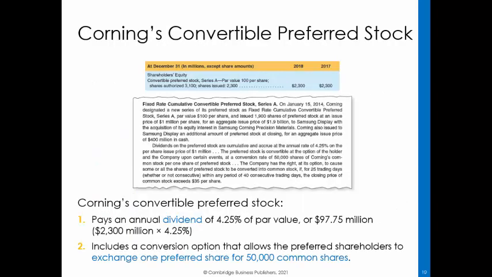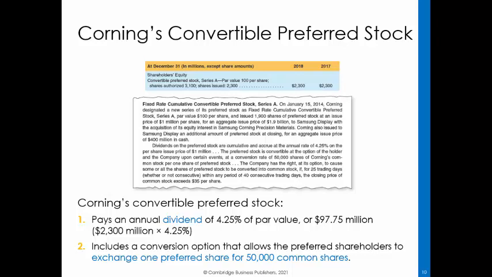Both features of preferred stock are illustrated on the slide for Corning, Inc. They have fixed-rate cumulative convertible preferred stock. This stock pays a fixed dividend of 4.25% on the per-share issue price of $1 million, which is higher than the effective rate on Corning's debt securities. The annual dividend on the preferred shares would be $97.75 million, calculated at 4.25% times the $2,300 million par value.